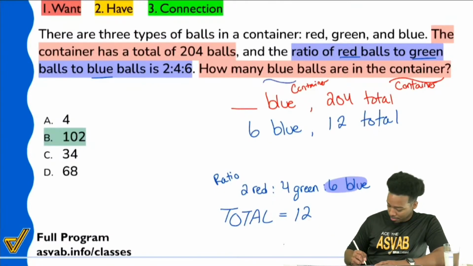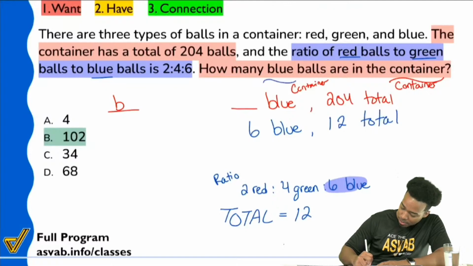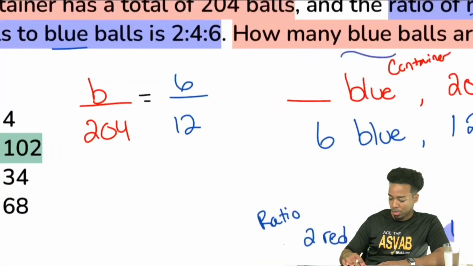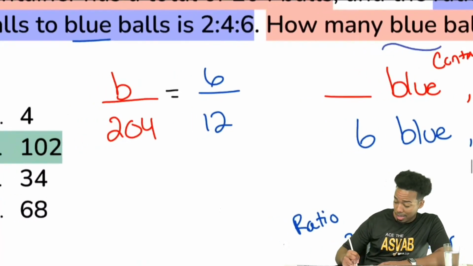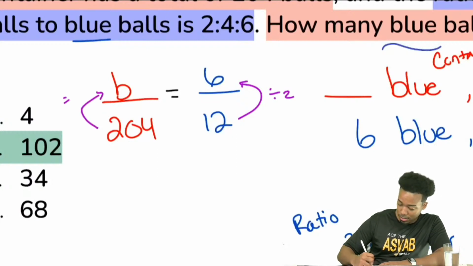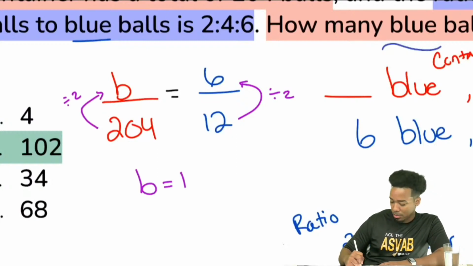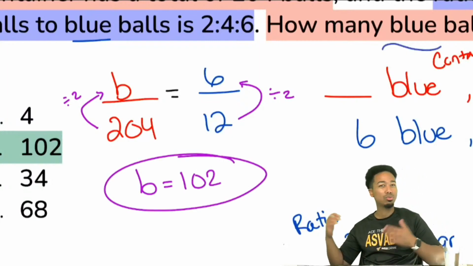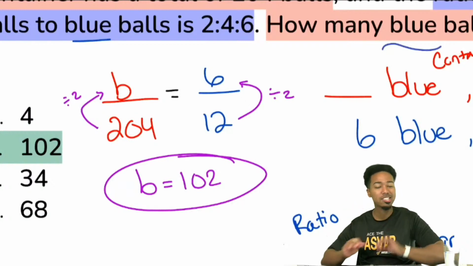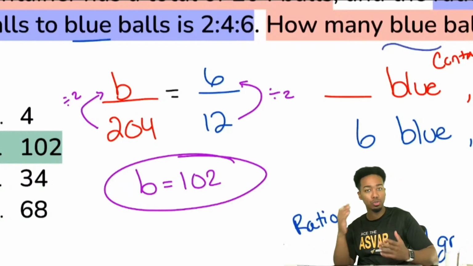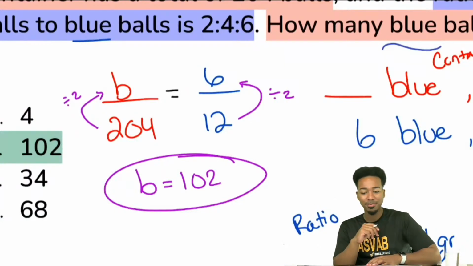But if you need to set it up, no problem. We have B for blue over 204 equals 6 for blue over 12 total. Once you see that, you might be able to make the suggestion that if we go from 12 down to 6, that's dividing by 2. 204 to the answer, divide by 2. B equals 102. No need to do 204 times 6, then divide by 12. That's a lot of math that is unnecessary if you can see the mental shortcut right there. And there you have it.